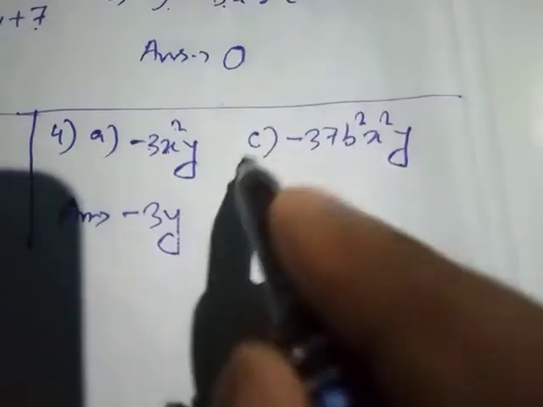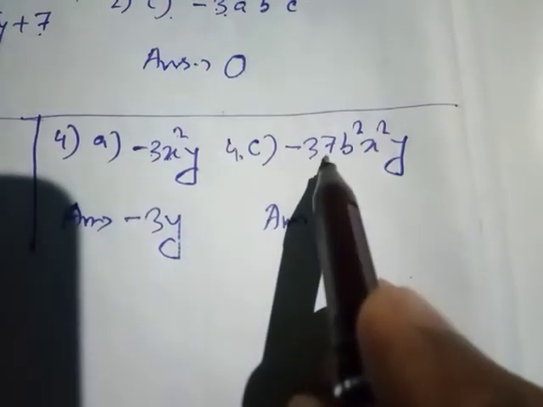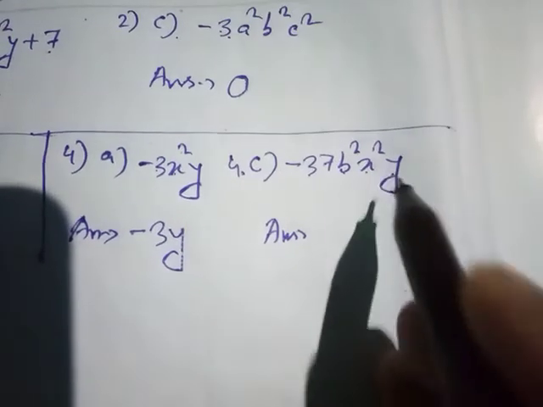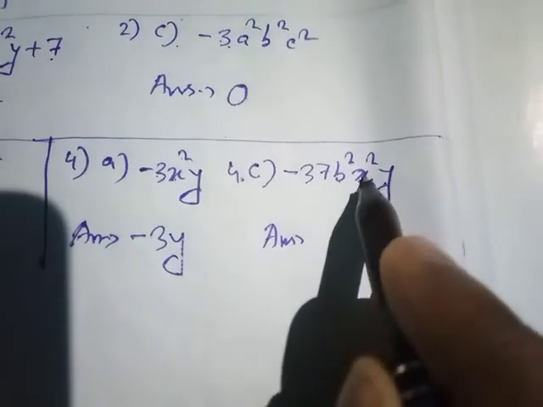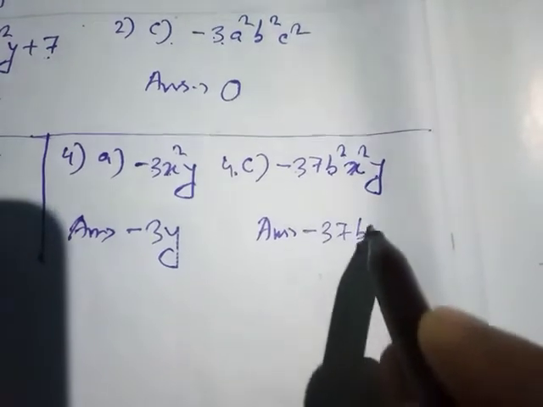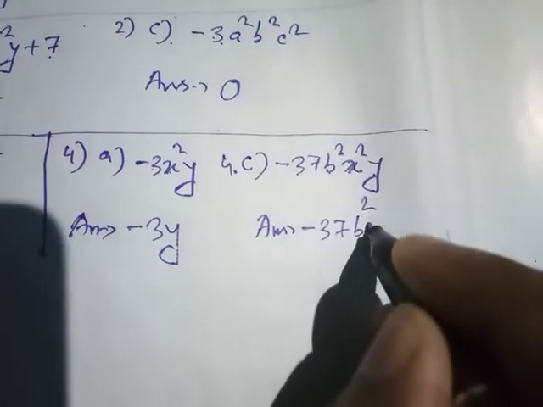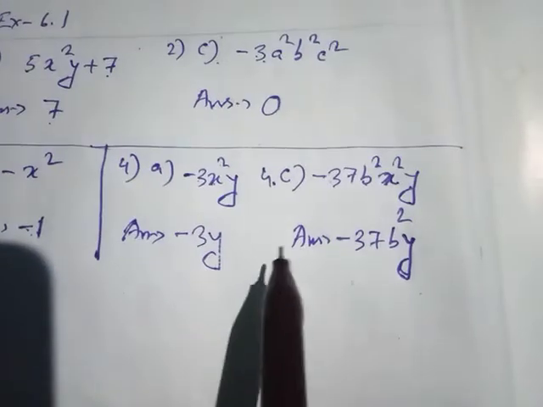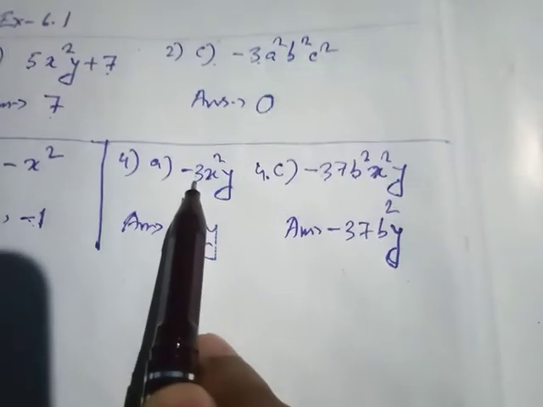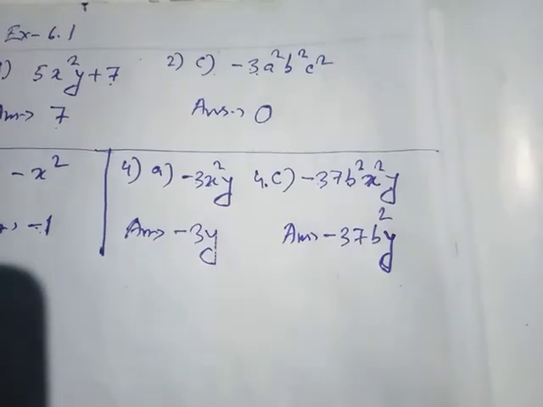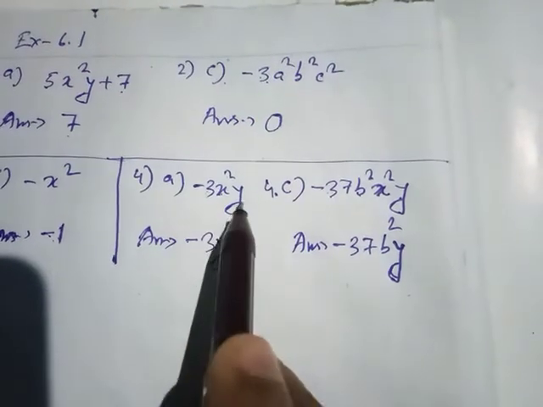Question number 4C: minus 3 a b square x square y. We have to write the coefficient of x square. Along with x square, we have minus 3, a, b square and y. So minus 3 a b square y is the coefficient of x square. See, a numerical coefficient is only a number, while a coefficient may be a number and variables also. That is why I take minus 3 and y.